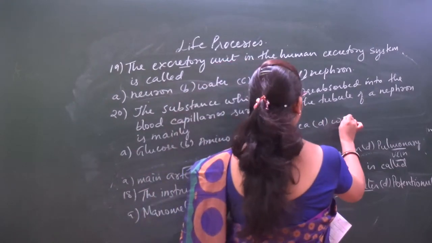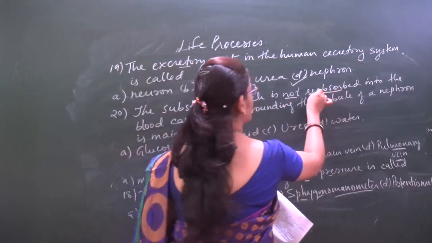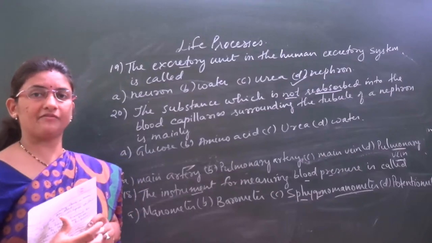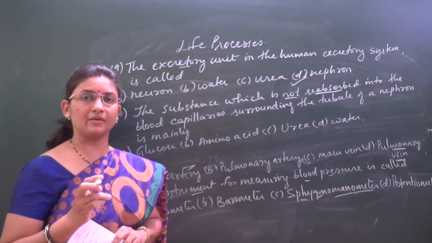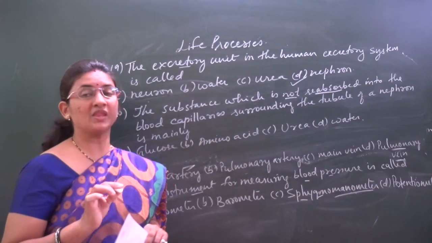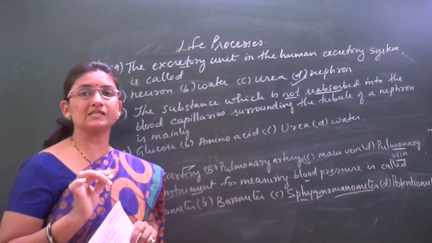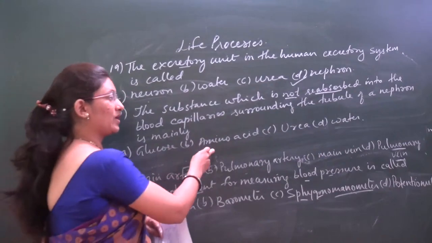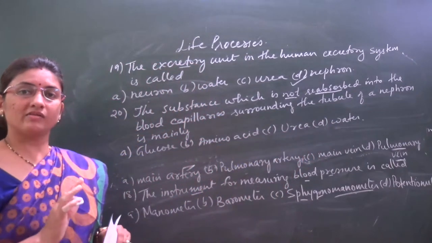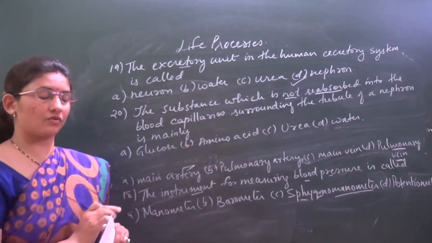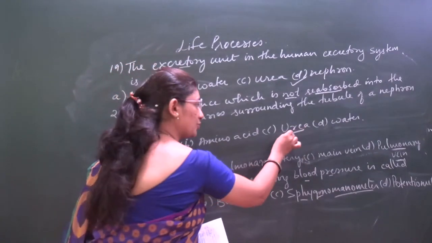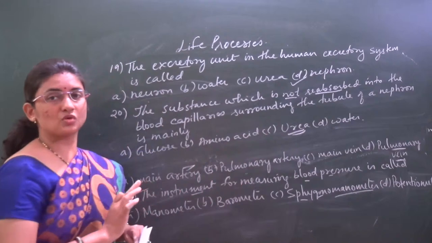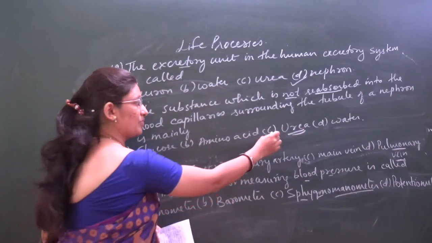So the question is about the substance which is not reabsorbed. We had seen the structural unit of the kidney, the nephron: the glomerulus, Bowman's capsule, tubular part and the collecting ducts were present. In the tubular part, the reabsorption of essential nutrients takes place. Essential nutrients are glucose, amino acid and water. These are going to be reabsorbed in the tubular part of the nephron. But the impurity in the form of urea is present along with those essential nutrients and will not be reabsorbed. So your answer should be urea.